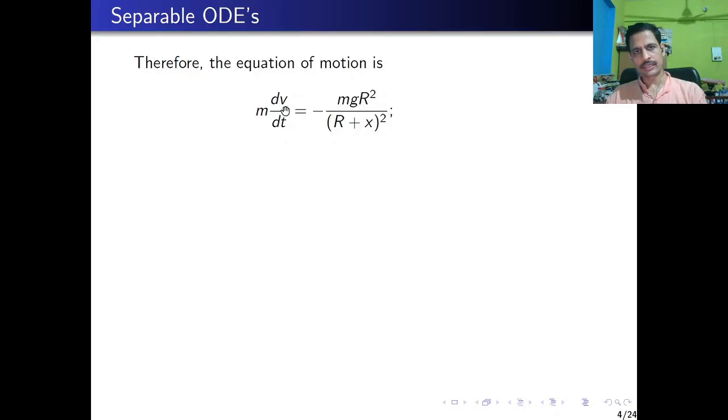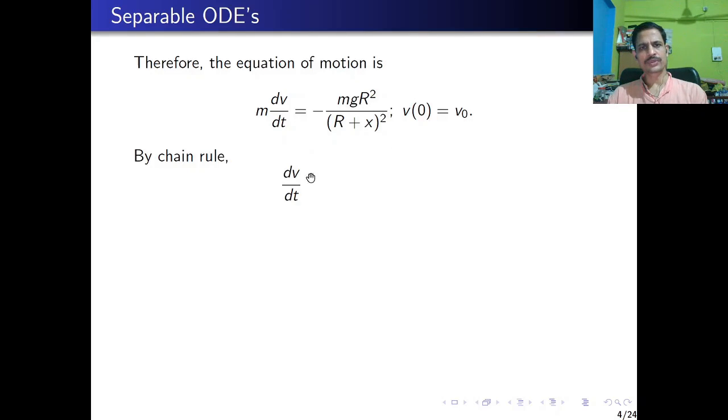Here, if we replace v by dx by dt, then this will become d2x by dt square, and this whole equation will become a second order differential equation. But we want to solve it as a first order ODE, a separable ODE. So we'll see the method. We have an initial condition, namely the velocity at time 0 is v0. So that initial condition is mentioned here.